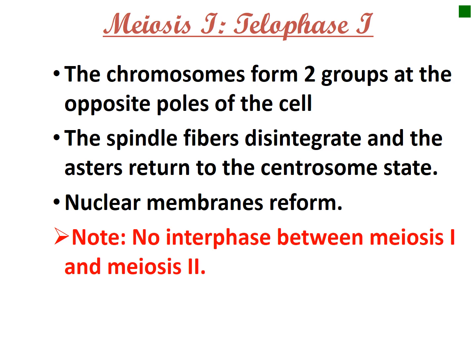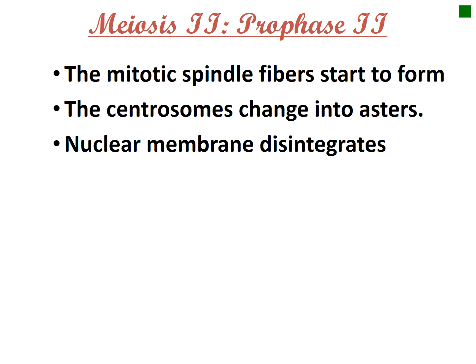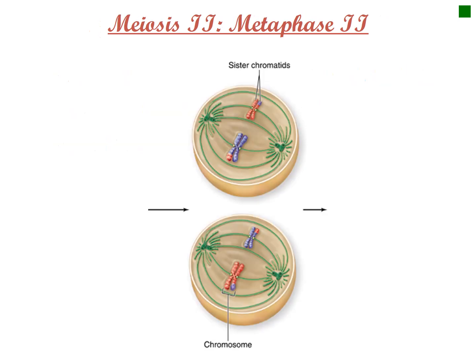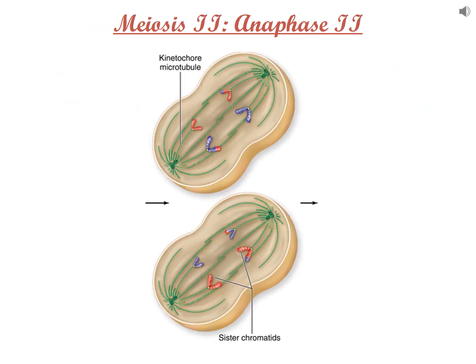So chromosomes form two groups, the spindle fibers disintegrate, the nuclear membrane reforms, and you have to know there is no interphase between meiosis 1 and meiosis 2. Now let's move to meiosis 2. In meiosis 2 we have two daughter cells. The mitotic spindle fibers also start to reform. Centrosomes change into asters. The nuclear membrane disintegrates. Metaphase 2 of meiosis 2: here the chromosomes line up, and you have to know that meiosis 2 is very similar in its events to the mitosis process.